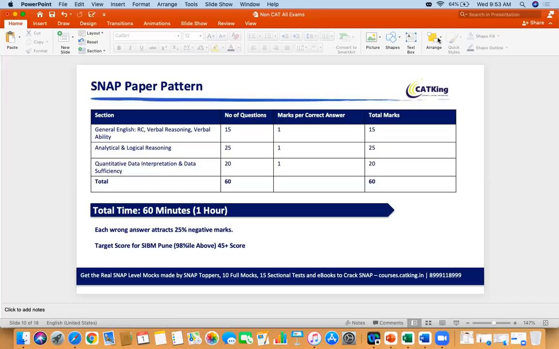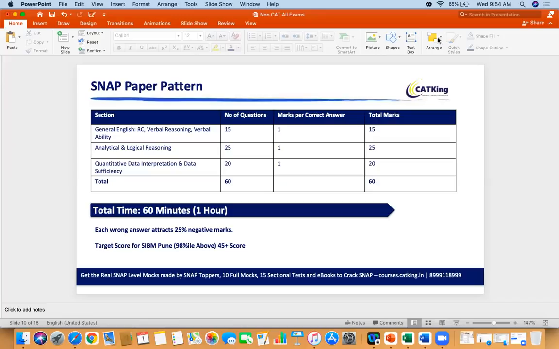I have repeatedly been saying this is the easiest entrance exam out of all the exams that you can possibly be giving. It's short: 60 minutes, 60 questions, 60 marks, all right? Quick update, there is negative marking attached to it, so you do not go and attempt all 60 questions. You have to be smart enough in your question selection, okay?